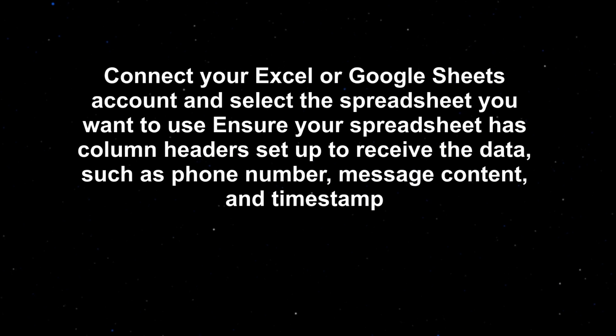Next, configure the action to send the data to your Excel sheet. Choose either Excel or Google Sheets as the action and select the Create Spreadsheet row event. Connect your Excel or Google Sheets account and select the spreadsheet you want to use. Ensure your spreadsheet has column headers set up to receive the data, such as phone number, message content, and timestamp.